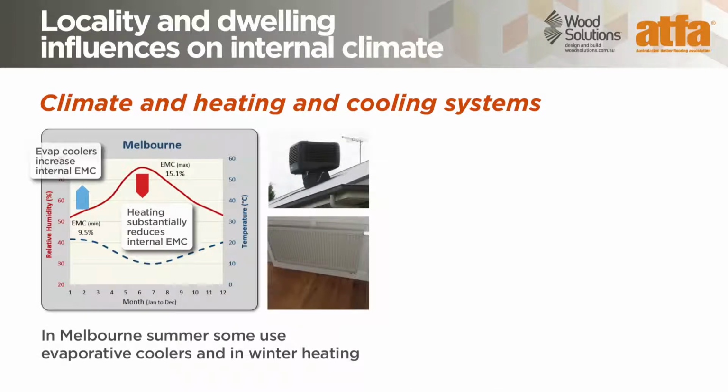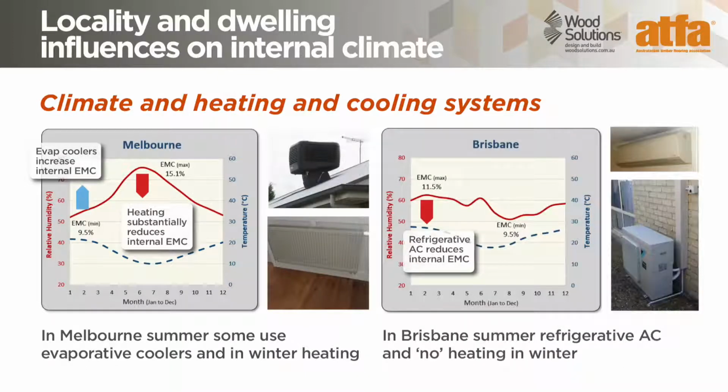In Melbourne, for example, evaporative coolers add humidity to the air in summer when the external air is dry, while in winter, heating lowers internal humidity when it's high externally. In subtropical areas, there is little winter heating, but humidity is not high, and in summer, refrigerative air conditioning moderates high external humidities.